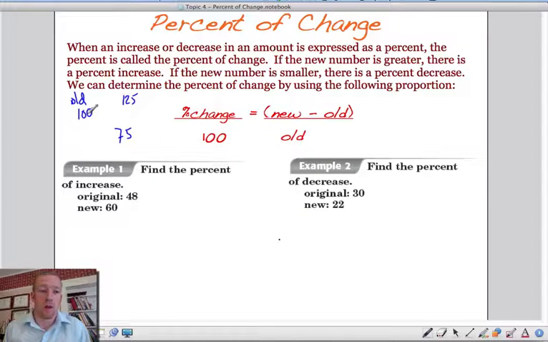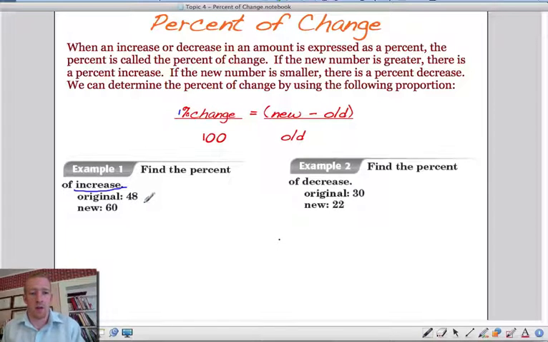So if we were going to do our examples here, find the percent increase. We know that's positive. Our percent change, that's what we're looking for, x over 100 is equal to the new minus the old over the old. It's always over the old because it's in reference to the original. The original was 48 and the new was 60. So 60 minus 48 over the old one, 48. Now you just crunch the numbers and solve.